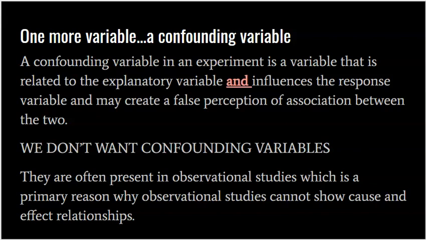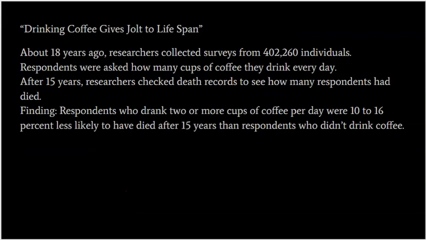They are often present in observational studies, which is the primary reason why observational studies cannot show cause and effect. Remember, in an observational study, you're simply just observing, so you don't have any control at all, and that's what allows confounding variables to be confounding. To better understand confounding variables, let's look at an example.